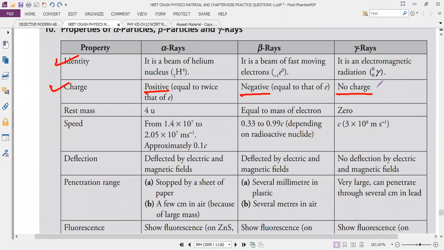Third one, the mass. See here, just now we discussed it. The mass number is 4, that is 4 u, where u means atomic mass unit. That is the rest mass. Next one, beta. The mass of beta is equal to the mass of the electron. Next one, gamma. There is no mass, so it is zero mass. Third point completed. Fourth one, the speed of the alpha particle, beta particle, gamma particle.